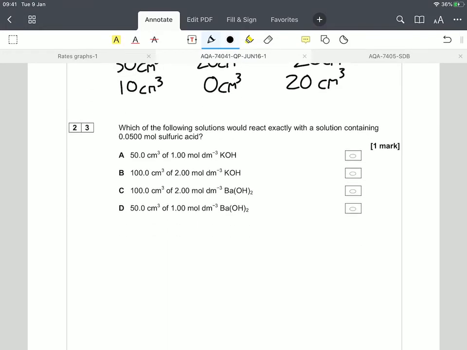Which of the following solutions would blah, blah, blah. So we just need to calculate numbers of moles of each of these things and then take care with the formulae as well. All right, so 50 over 1,000 times 1, 0.05 moles.